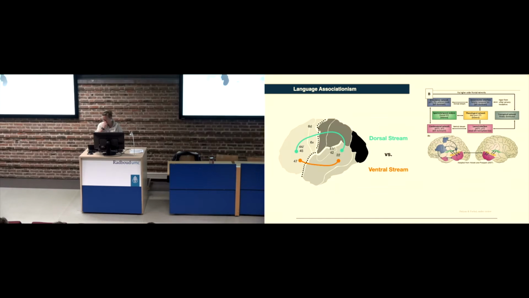Now, let's look at some of the problems with that. So one of the most prominent models of language is the dorsal and ventral stream model of language, and I have two questions for you. First one is, what does dorsal and ventral mean?